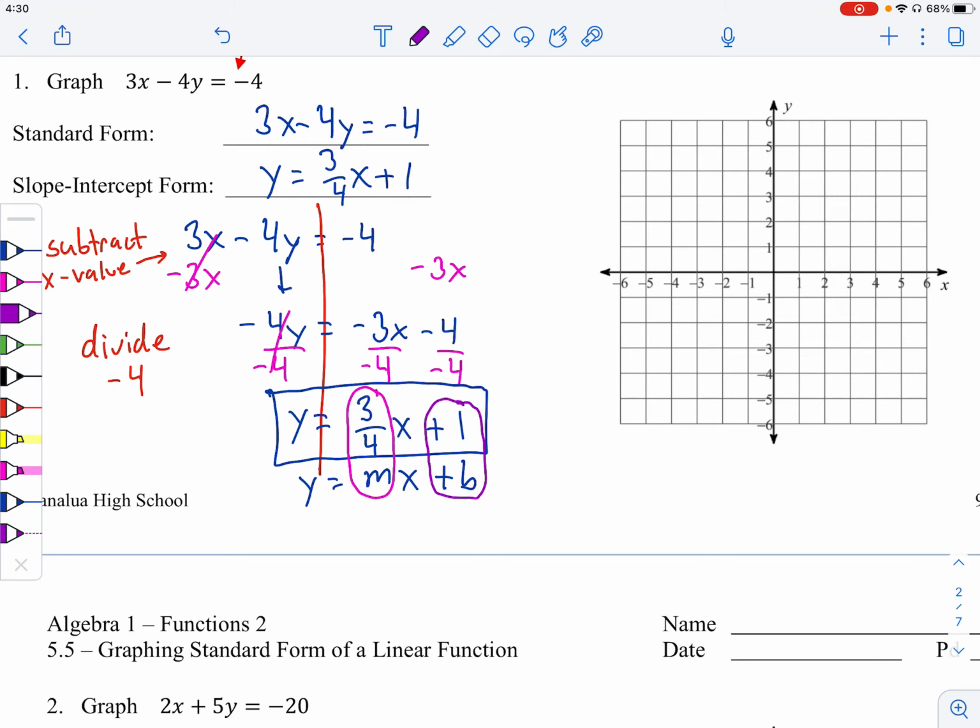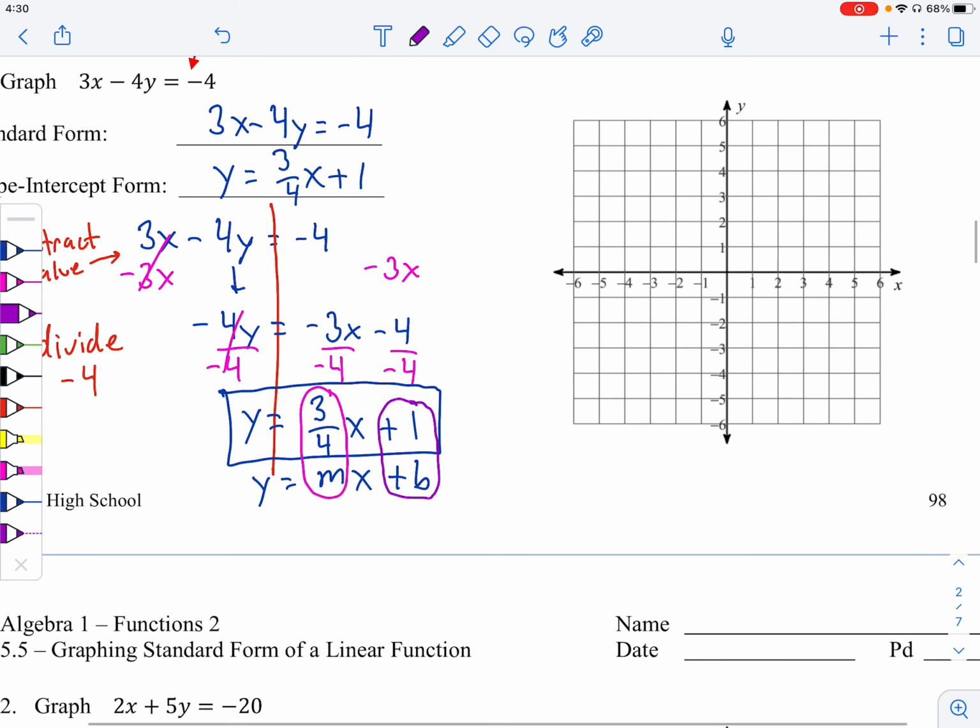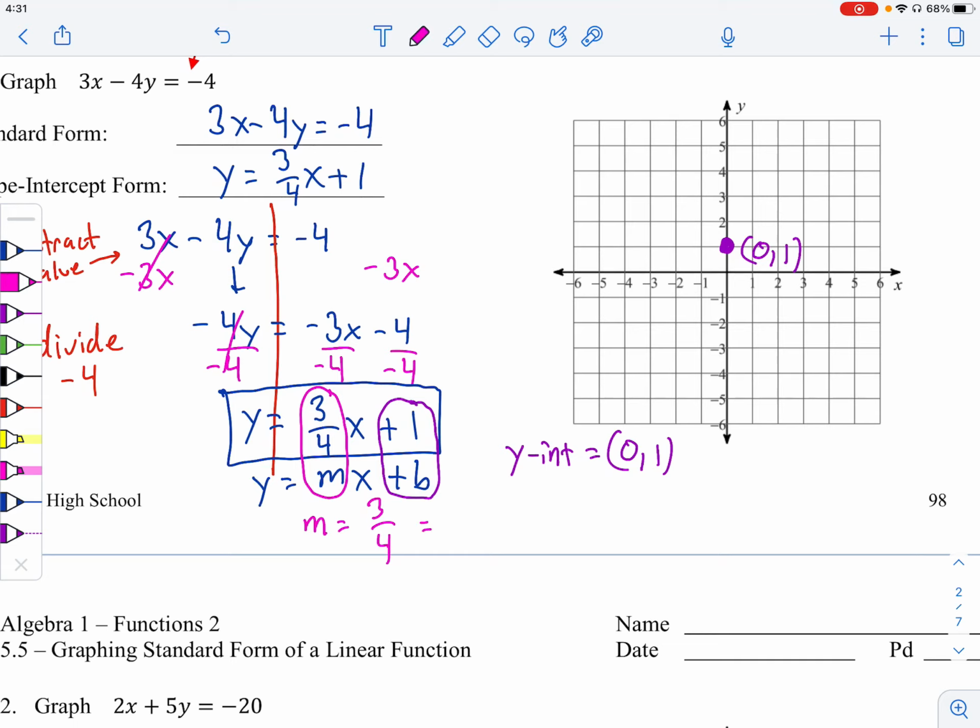So we want to start at our y-intercept. Our slope is 3 over 4. Our y-intercept is 1. So y-intercept 0, 1. It's always 0. So 0, 1 is right there. That's our y-intercept. Then we're going to use our slope, 3/4. Remember, it's a rise over run. So we're going up 3, right 4.